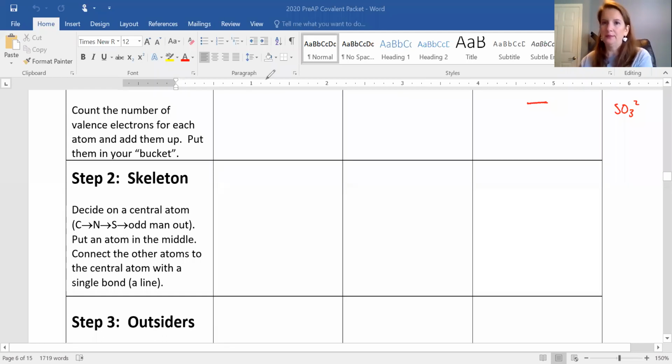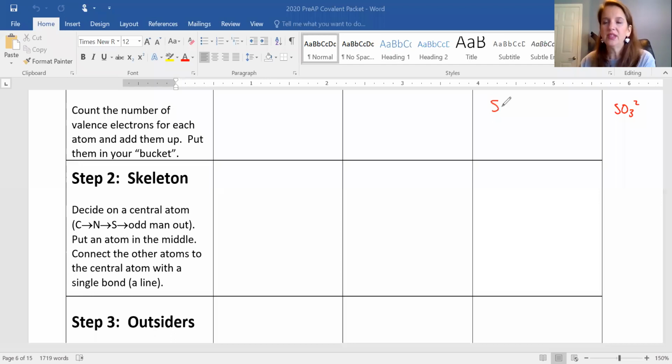We have sulfur that has 6 valence electrons, and we have oxygen that has 6 valence electrons, but we have 3 of those, so that's 18. So that's a total of 24 electrons. But what does this -2 mean? It means that it gained 2 electrons. So it has 2 more electrons than that. So we actually have 26 total valence electrons.